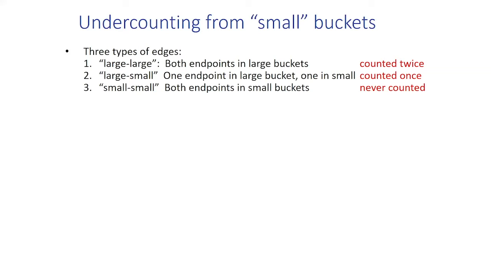There are three types of edges. There are edges that go between large nodes and large nodes, like two nodes in large buckets. There are edges that go between one large node and one small node. And there are edges that go between two small nodes.